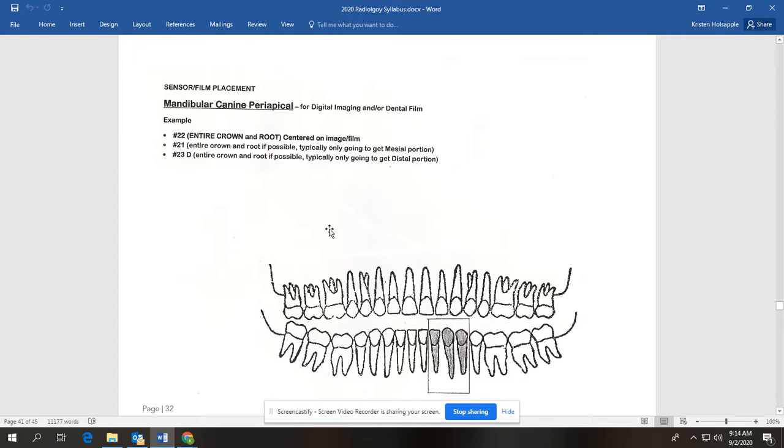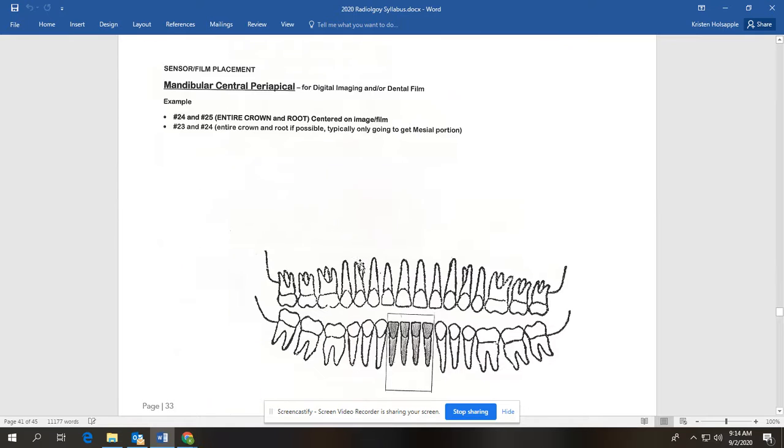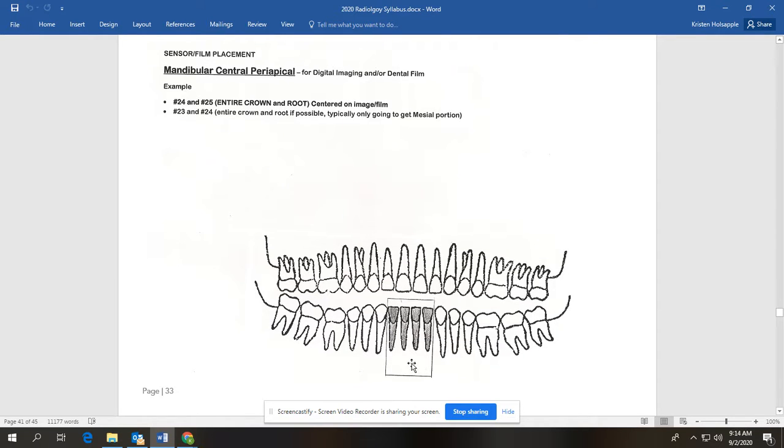We have our mandibular canine. Number 22 is what I'm showing. The entire crown and root is centered on the image. The mandibular central, tooth number 24 and 25, the entire crown and root are centered on the image.